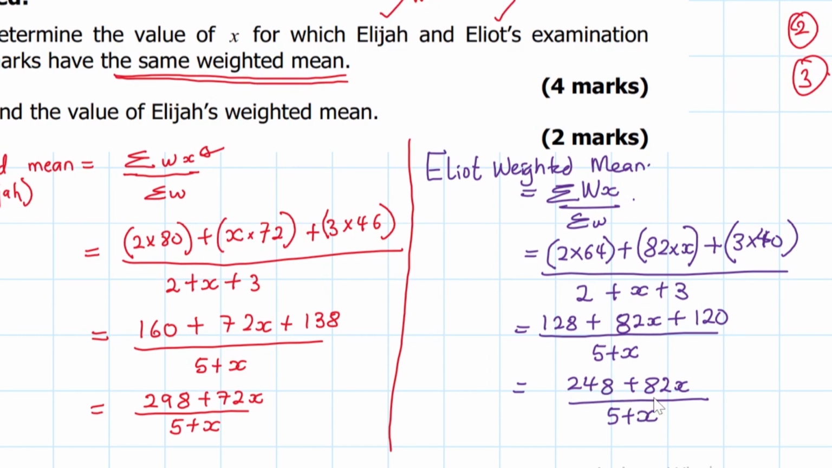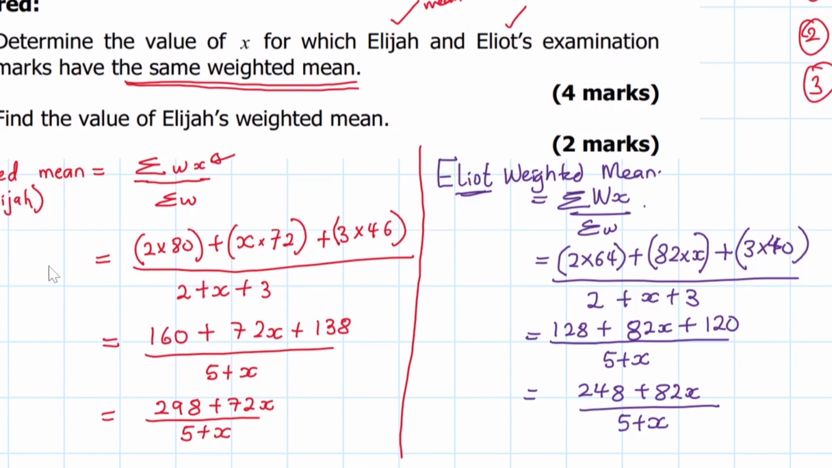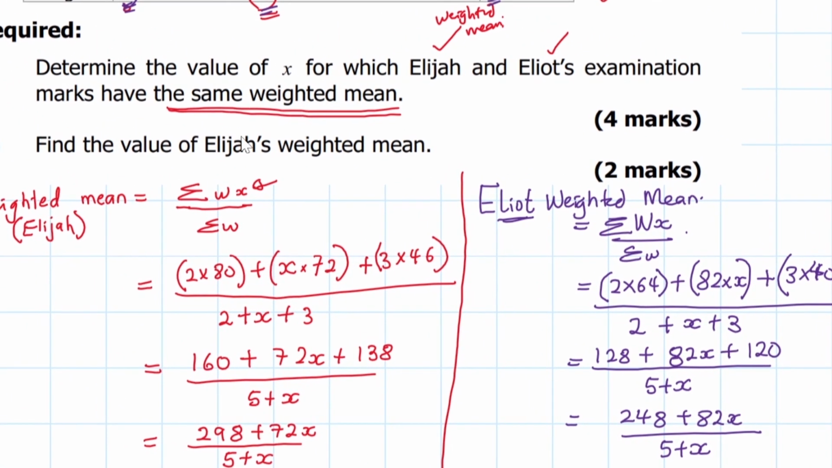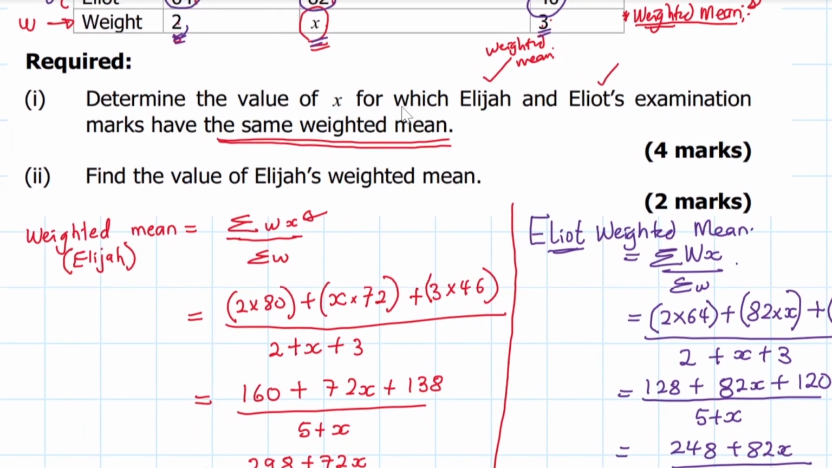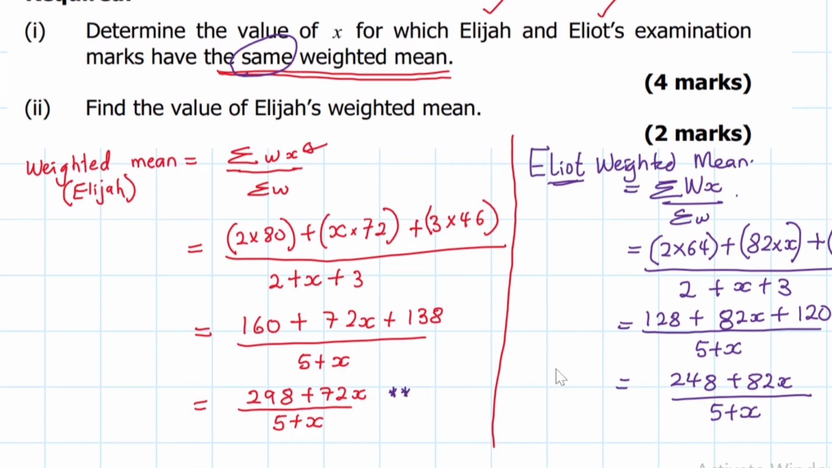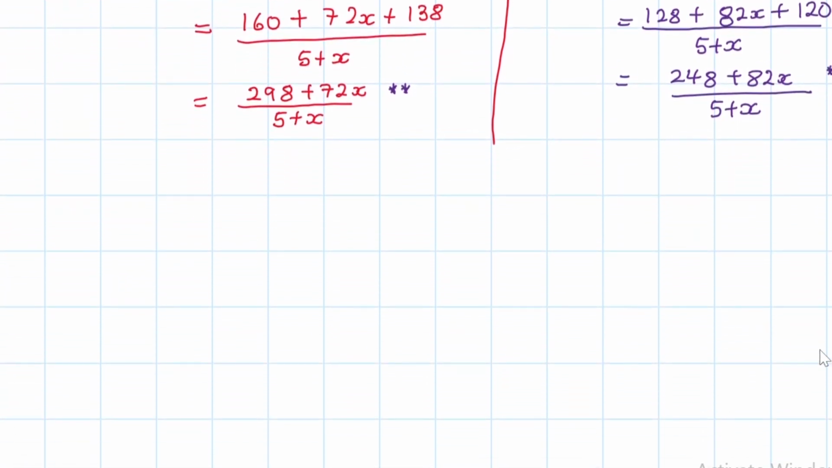So this is the expression we have for Elliot's weighted mean, and that's the expression we have for Elijah's weighted mean. But remember, the question says to determine the value of x for which Elijah and Elliot's examination marks have the same weighted mean. So if they have the same weighted mean, it means that this expression here is the same as that expression here. That is what we're going to do next down here.